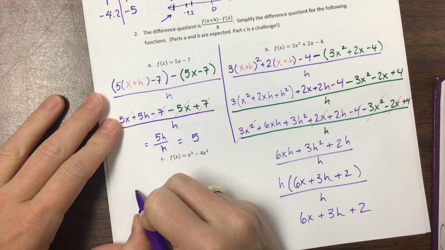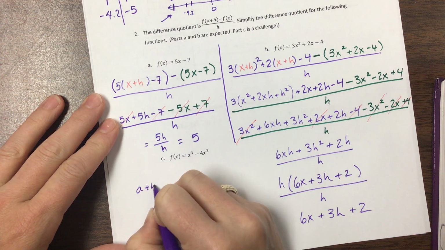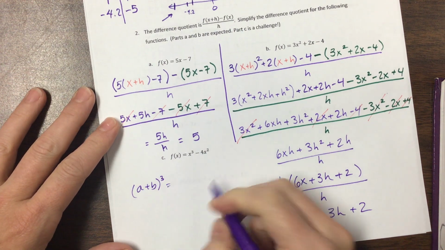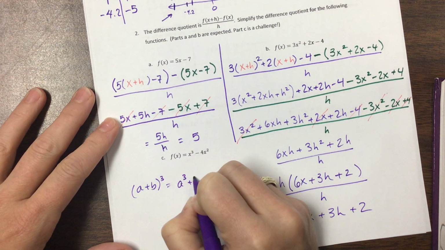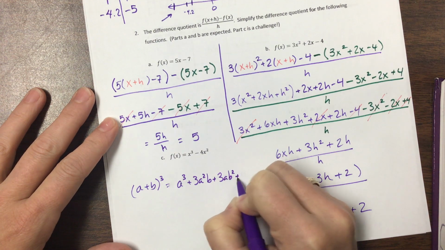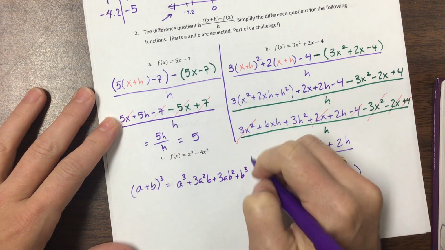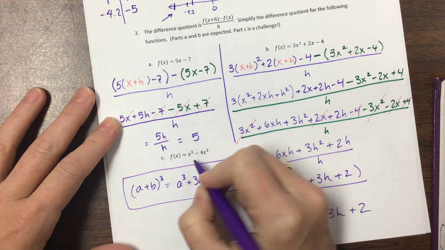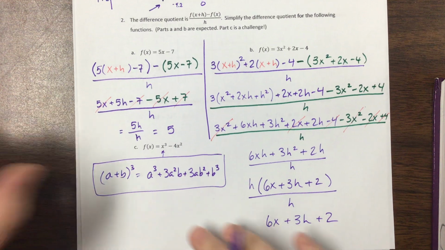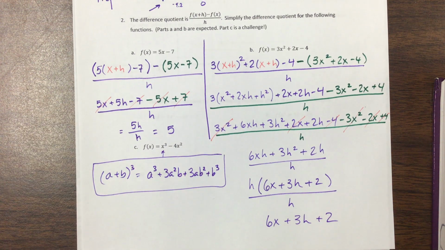But keep in mind that when I have a plus b cubed, it becomes a cubed plus 3a squared b plus 3ab squared plus b cubed. That is what makes this one a little bit more complicated. So try that one on your own and then go look for my answer key and see if you got what I got. All right, good luck, practice.